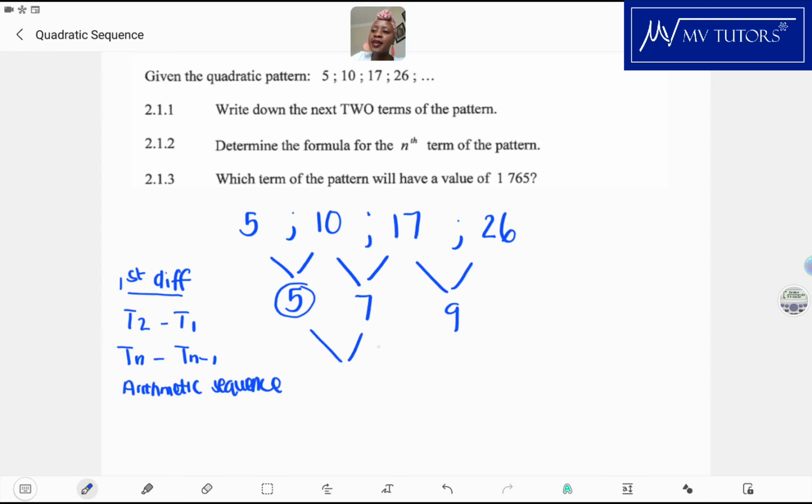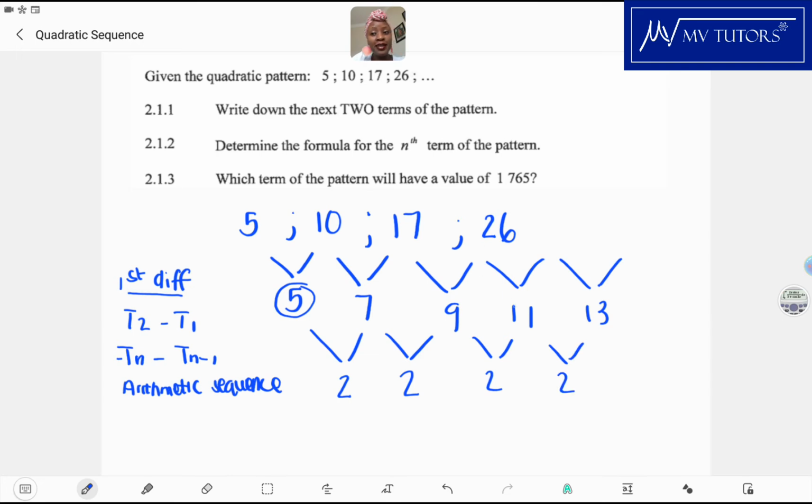Now if we go to the second difference, again applying this Tn minus T(n-1). So 7 minus 5, you get 2, and then 9 minus 7, that is 2. And that is your second difference, which is common, which is what we are expecting. Now they want us to write down the next 2 terms. So if I see the trend here, it's 5, 7, 9. I'm expecting 11 and 13 as well. And if I look at the difference between those two, I still get 2.